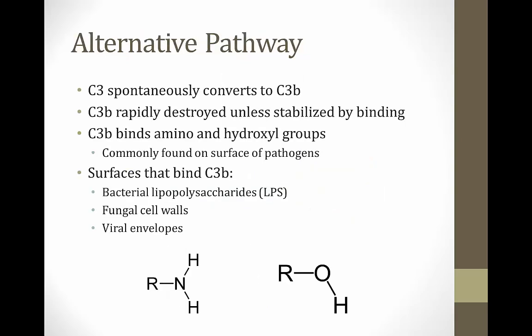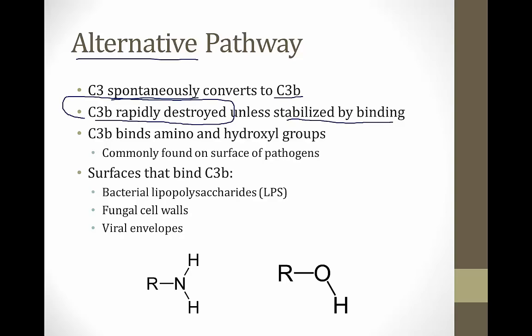So let's talk about those three pathways of C3 to C3b conversion. The first one is the easiest one to understand, and this is the alternative pathway. The reason it's easy to understand is because this simply involves the spontaneous conversion of C3 to C3b. There is a low level of spontaneous conversion to C3b happening all the time in the blood and in the tissues. Now, if C3b is not stabilized by binding to something, it will be rapidly destroyed. In fact, it gets destroyed in less than a second.